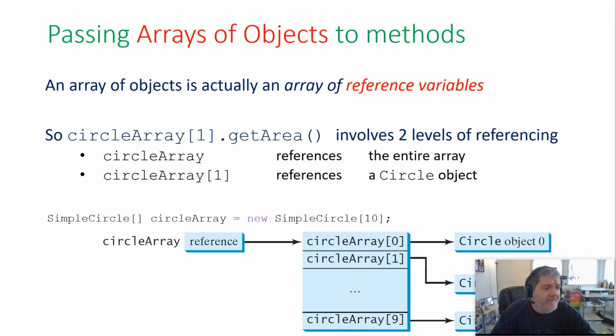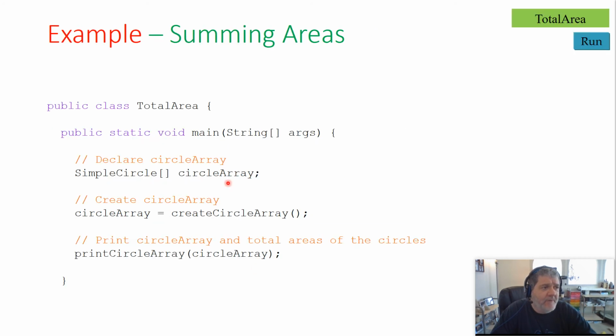The only thing that has been created in memory is, at the end of this line of code, the circle array reference variable. That's it. Then I'm going to call another method. That's a method I'm going to write myself, okay? It's going to be in the next slide. This method is named createCircleArray.